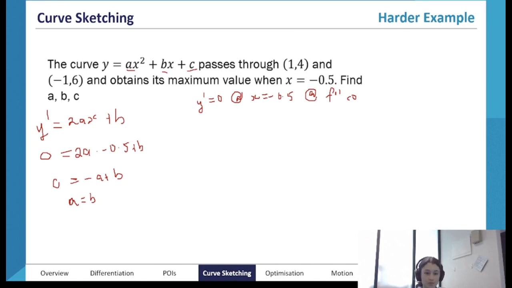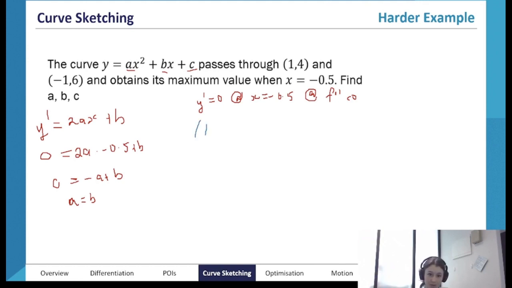So this is really helpful information. We don't yet have a value, but what we do have is some more information that we can use using maybe some simultaneous equations. So what we also have is these two coordinates. We can sub in these x and y values to come up with two different equations in terms of a, b, and c.